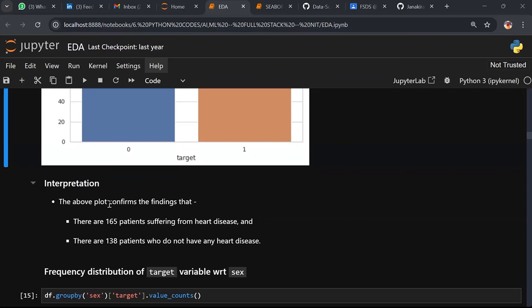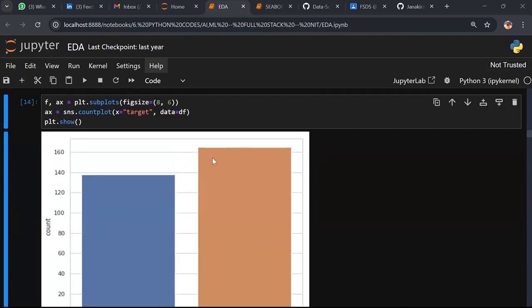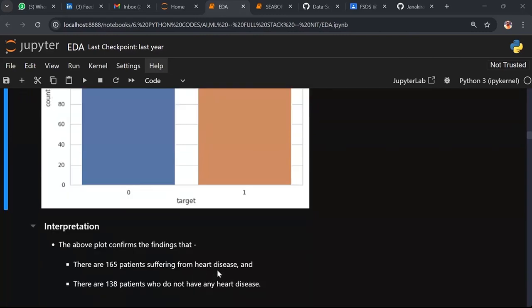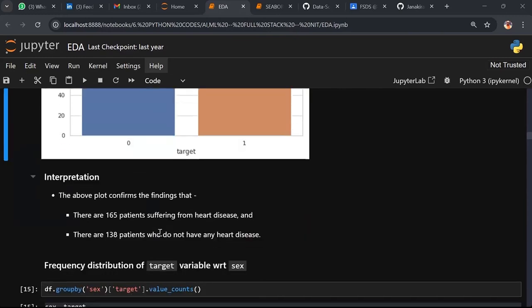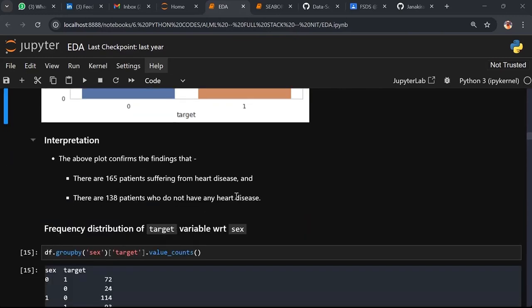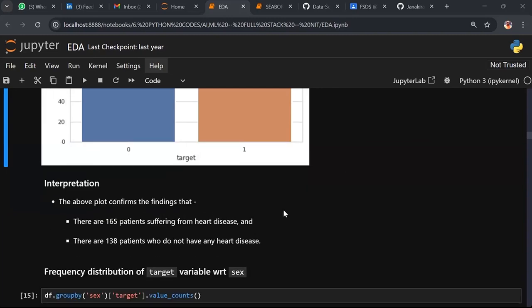Interpretations. The above plot confirms that the disease people are more. Yes. The above plot confirms that 165 patients are suffering from heart disease. Do you see? Out of 303 patients, 165 patients are suffering from heart disease and 138 patients are not suffering from heart disease. Are the concepts clear or not? See how the graphs will help you to a real-time understanding, isn't it?